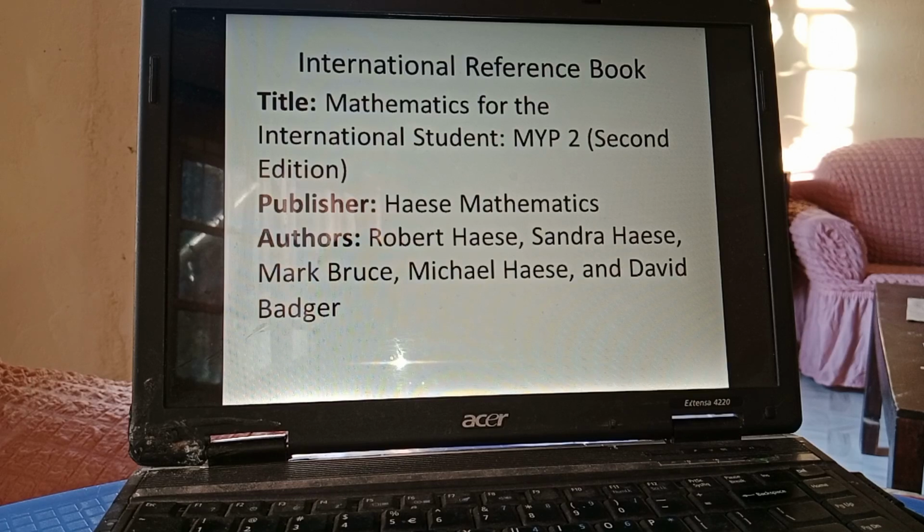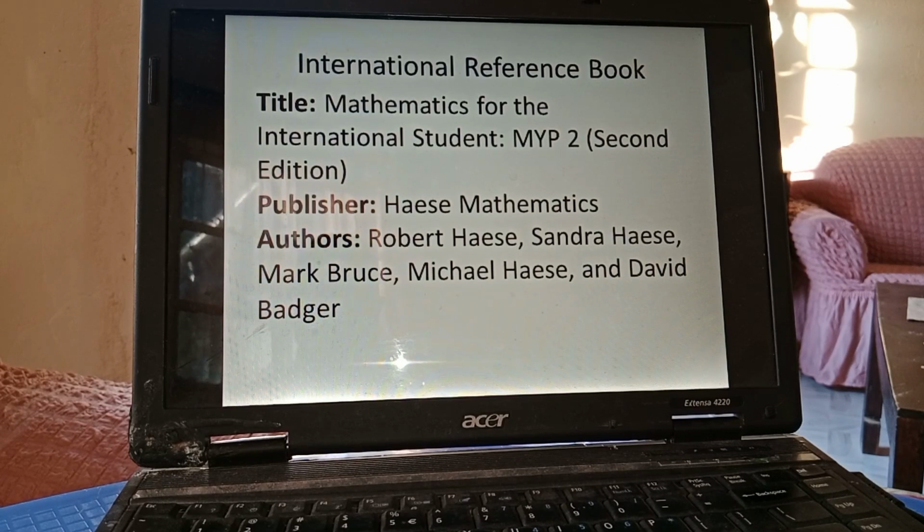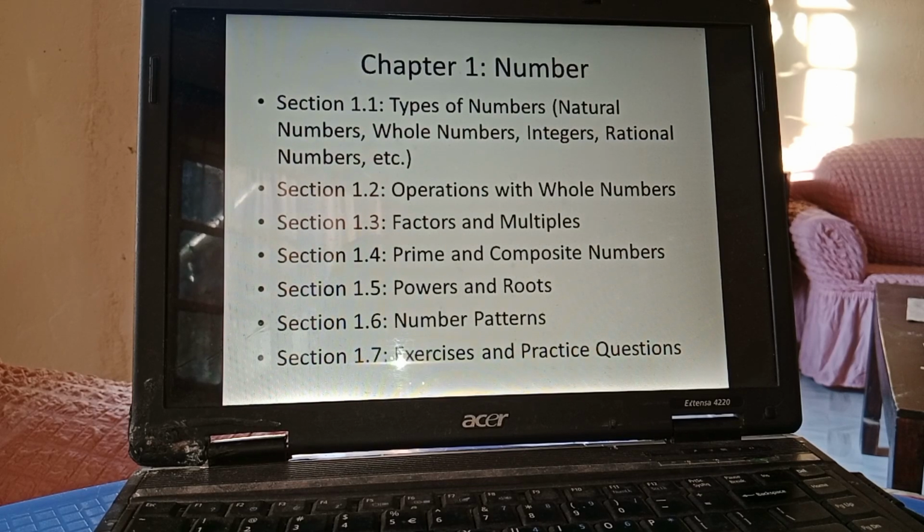The international reference book is Mathematics for the International Students MYP2, second edition. Publisher is Hayes Mathematics, and authors are Robert Heath, Sandra Heath, Mike Bruce, Michael Heath, and David Badger. Chapter 1, number, deals with types of numbers. Section 1.